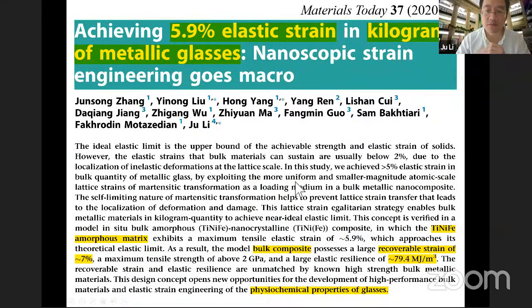And recently there is also work, this is kind of like a semi-review, where we can strain a metallic glass. Bulk metallic glass usually just has a 2% elastic strain limit. But by this strain matching methodology, where you match a bulk amorphous titanium nickel iron with a nanocrystalline matrix, you can actually achieve 5.9% reversible elastic strain in the glass matrix, and have a very high elastic resilience of about 80 megajoule per cubic meter.